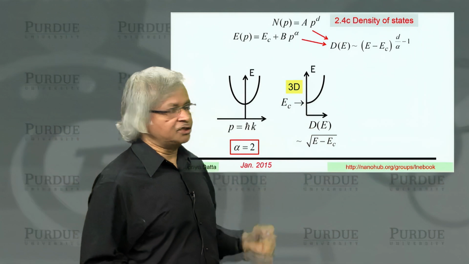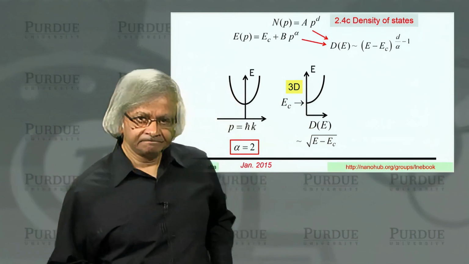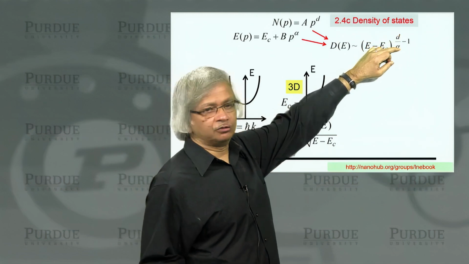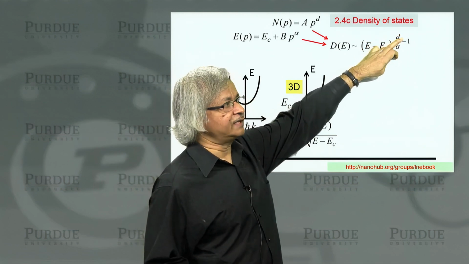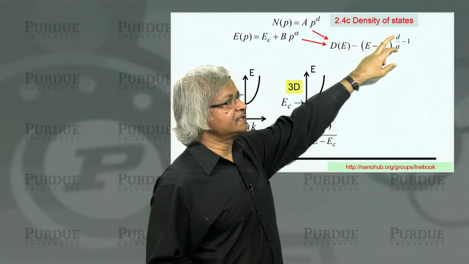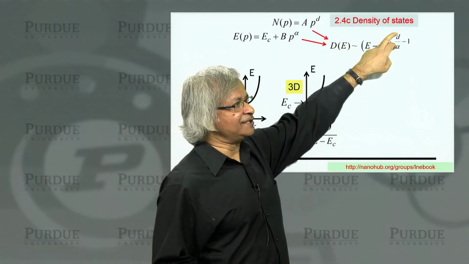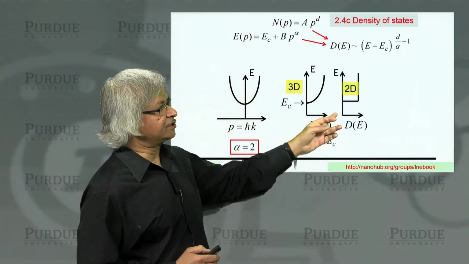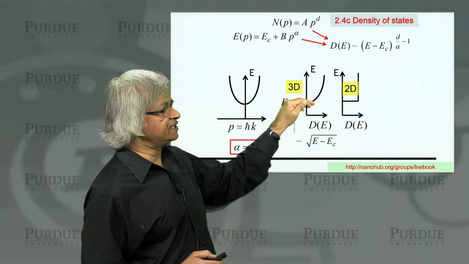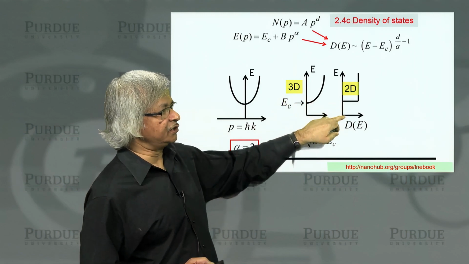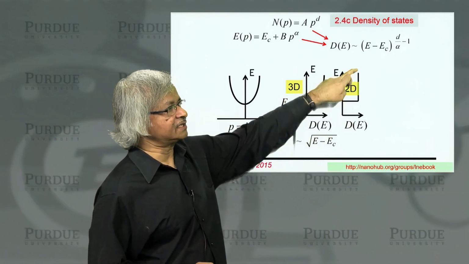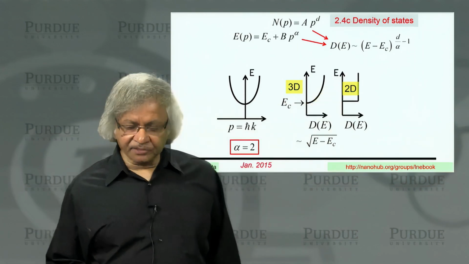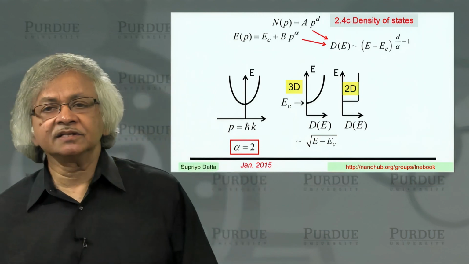Now, the answer will change though if we consider, say, 2 dimensions. What do we get if we have 2 dimensions? Well, now it's 2 divided by 2, which is 1, minus 1, that's 0, which means the density of states goes like E minus EC to the power 0. It's like a constant. And so when you plot it, it will look something like this. Of course, below EC, there are no states. So here it's 0. But once you cross EC, it's a constant. That's this 2D result.